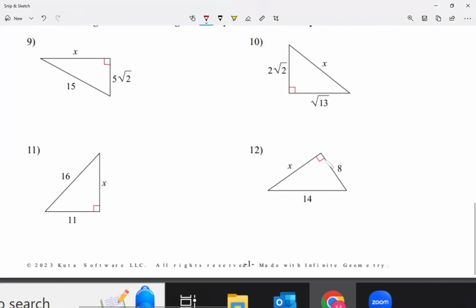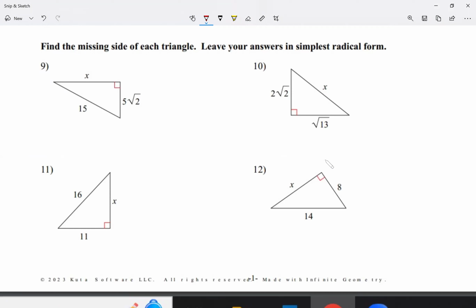Okay, now let me take a look at questions 9 through 12. This is what we call the Pythagorean theorem. The Pythagorean theorem is very, very important. People in construction know this one pretty well. They know it as tricks.